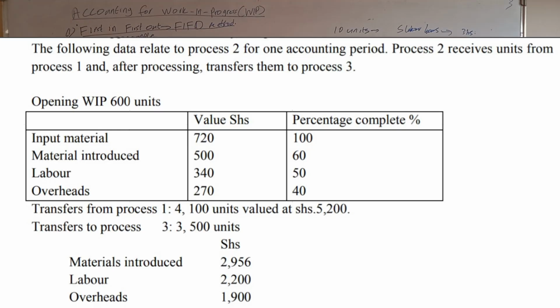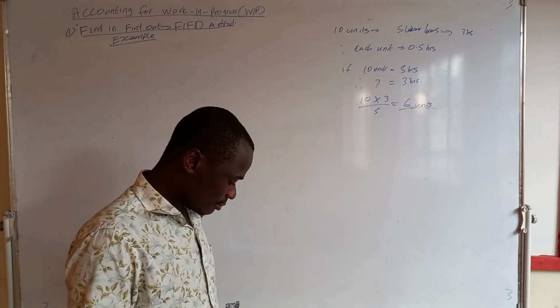Now, what are the costs during the period? Material introduced 2,956, labor 2,200, overhead 1,900.